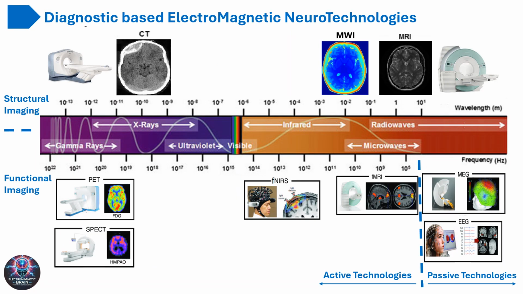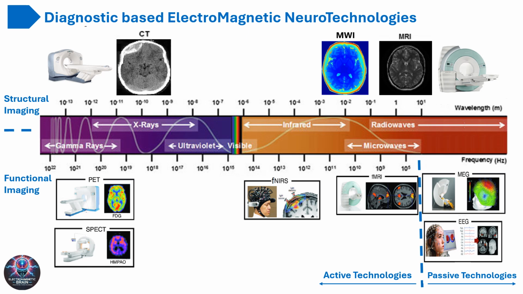Diagnostic electromagnetic neurotechnologies fall into two main categories. 1. Structural imaging focuses on visualizing the brain's anatomy. In this category, magnetic resonance imaging uses strong magnetic fields to generate detailed images of brain tissues. Microwave imaging uses waves to create a permittivity profile of the brain materials. Also, computed tomography uses X-rays to capture cross-sectional images. 2. Functional imaging tracks brain activity in real time.